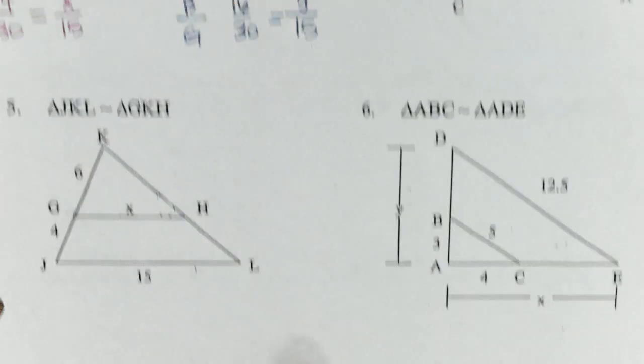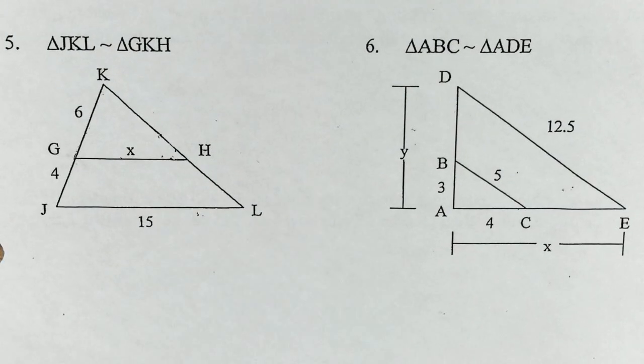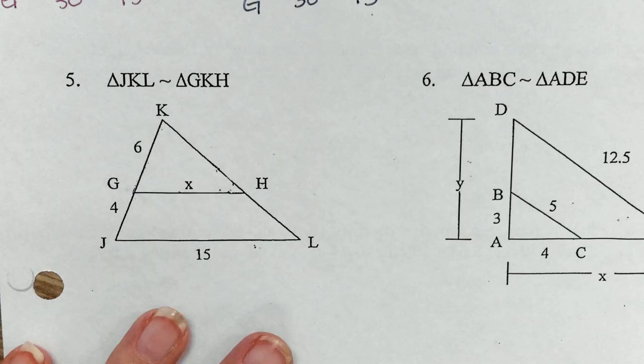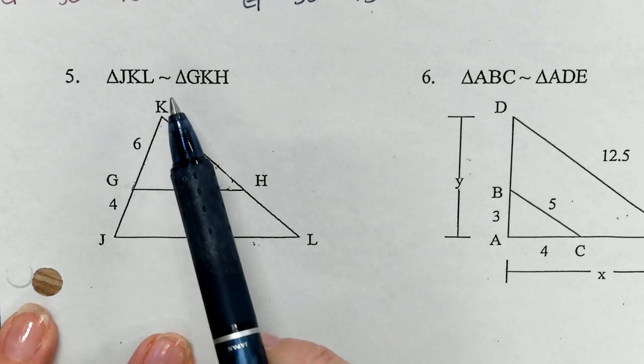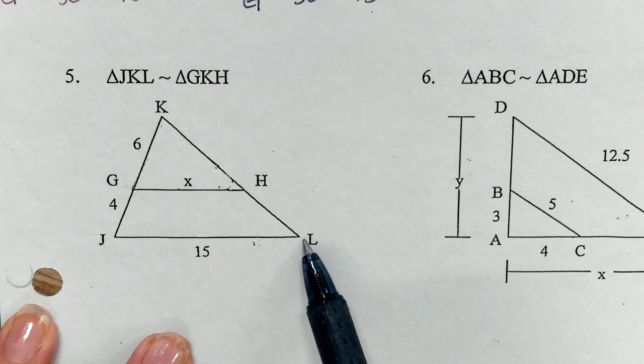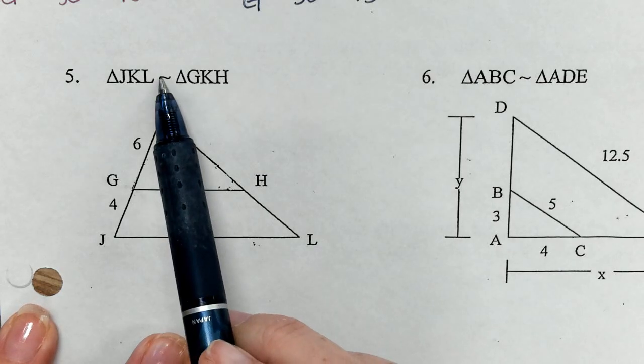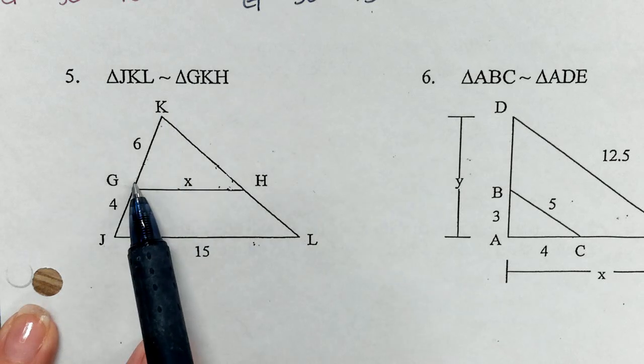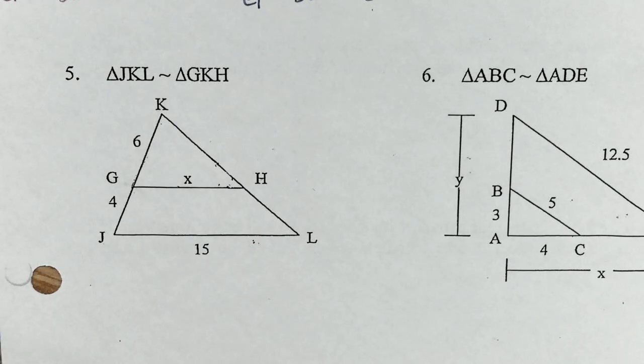Now go down to number 5 and 6 and tell me what you see. They have multiple lines. They're triangles within each other. So everybody look at how to read this. Look at number 5. It says triangle JKL. So everybody find JKL. What triangle is that one? The big one. Is similar to triangle GKH. So here's GKH.